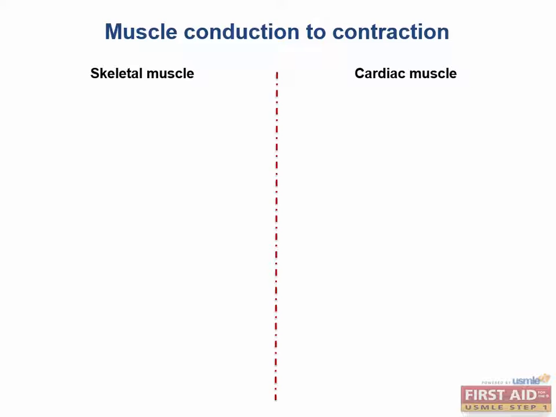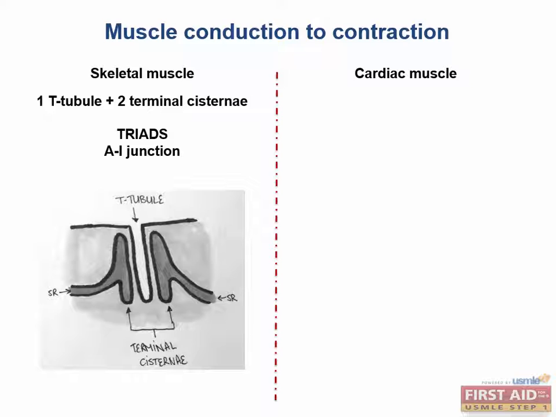There is an important distinction between skeletal and cardiac muscle as far as the basic structure is concerned. Skeletal muscle is composed of one T-tubule plus two terminal cisternae of the sarcoplasmic reticulum, called a triad. It's like a sandwich of membranes, where the SR is on either side of the T-tubule, which is sandwiched between them. These are at the AI junction.